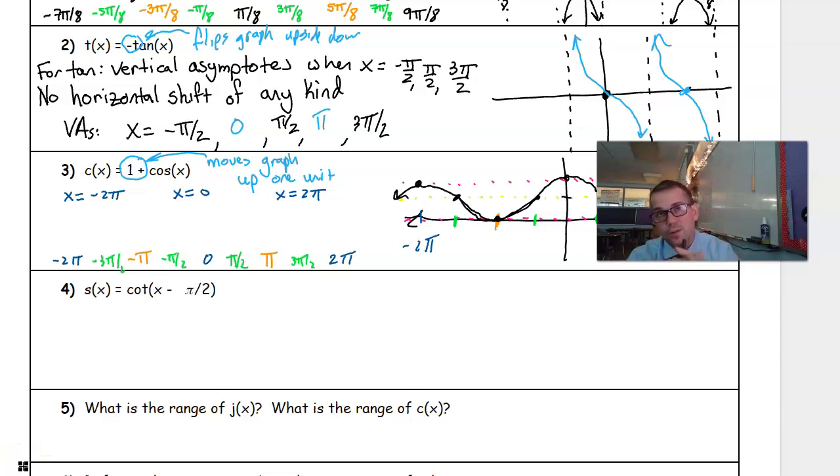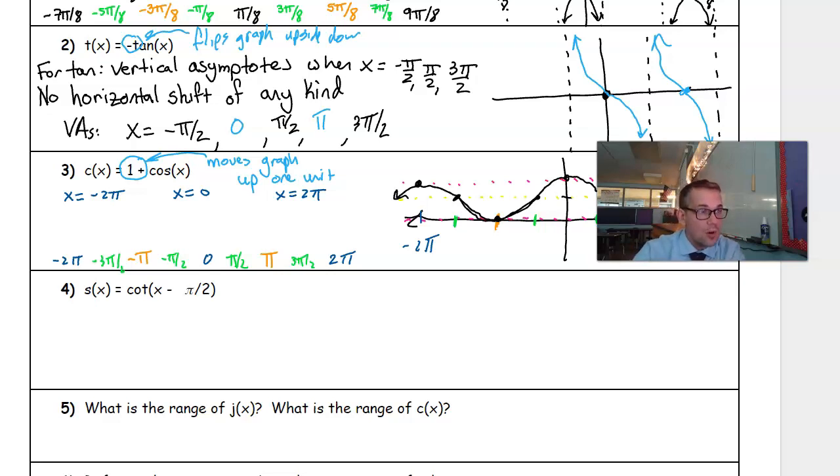Cotangent, tangent. For both of these, we decided to look first at where the vertical asymptotes are for each function. The shortcut for cotangent is that we know the asymptotes will be at 0, at pi, and at 2 pi. Basically, any place where the sine is going to be 0 is where the cotangent is undefined. That's where we'll have a VA.